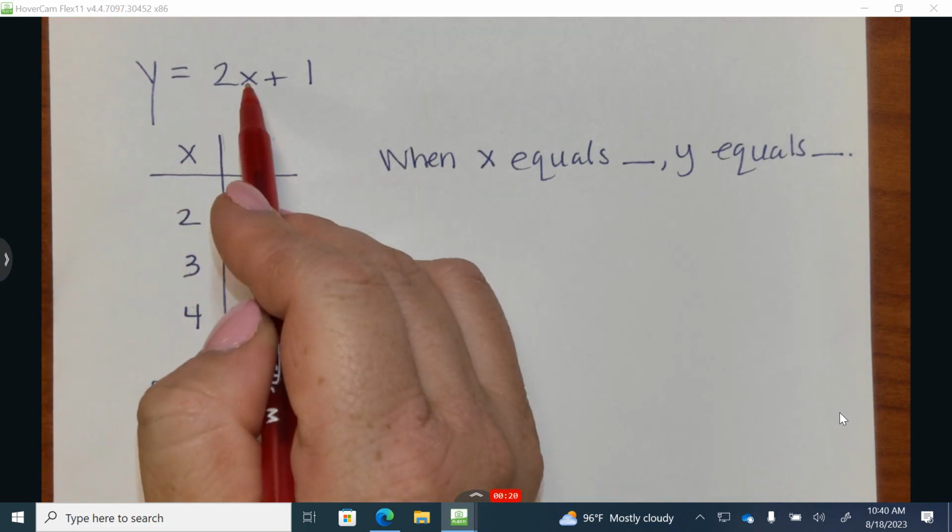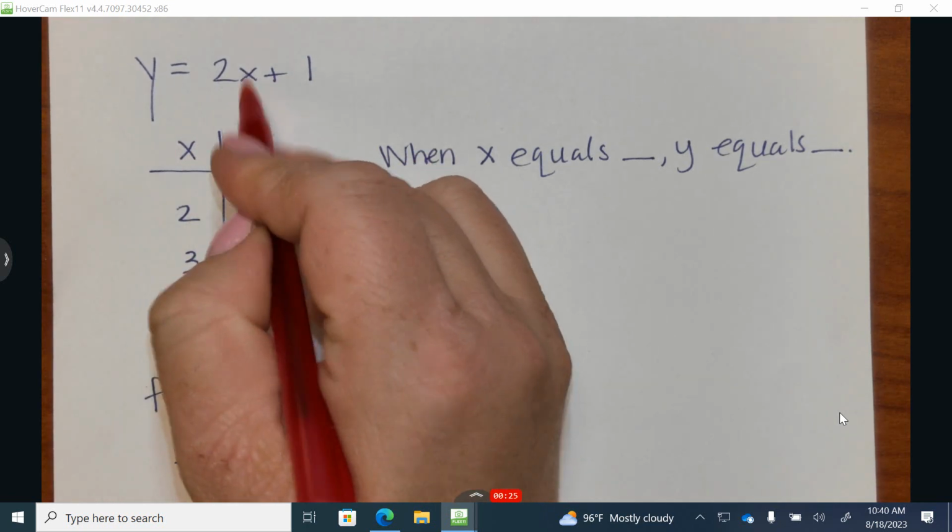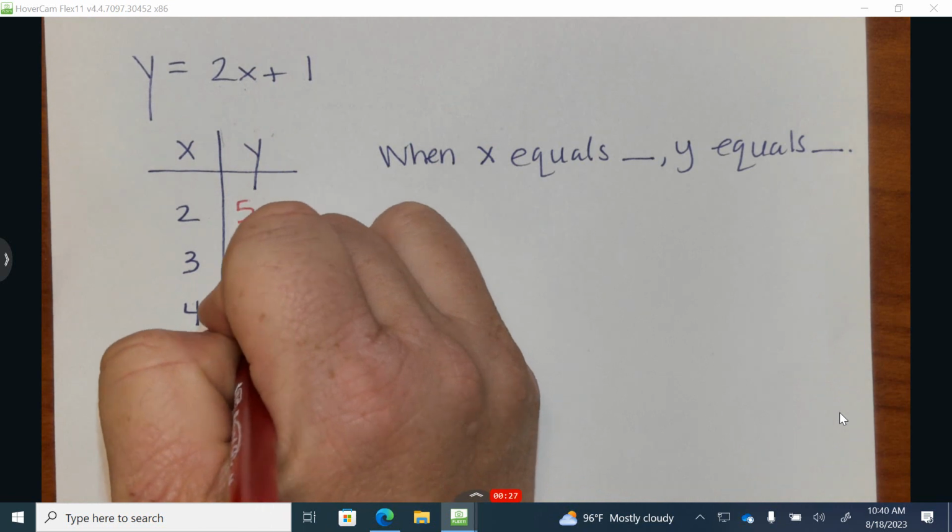Then I'm going to substitute in 3. 2 times 3 is 6. 6 plus 1 is 7. And lastly, 4 times 2 is 8. And 8 plus 1 is 9.